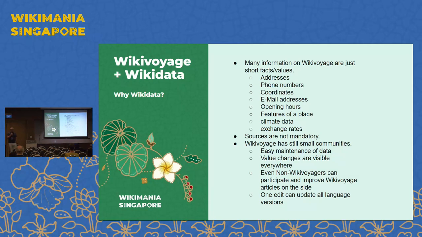Why Wikidata? Of course, we were anxiously waiting for the database because we have a lot of information that are just short facts or short values, like addresses, phone numbers, coordinates, opening hours, features of a place, climate data. Very special to Wikivoyage is that we do not urgently need sources or references, so we can live with articles without them. And one of the big advantages is that we are small communities, so if somebody adds some information, we can see it easily in all language versions, so that's a big support for us.